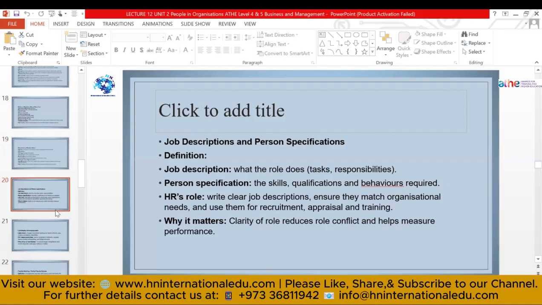HR's role: write clear job descriptions when they're promoting the jobs, when they are doing the advertisement. Ensure they match organizational needs and use them for recruitment, appraisal, and training. That is for the purpose of retraining the staff again. Why it matters: clarity of role reduces role conflict and helps measure performance.